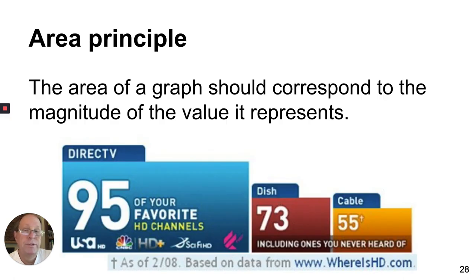I wanted to just describe briefly some things that you want to avoid when drawing graphs. Here's one. The area of a graph should correspond to the magnitude of the value it represents. So here we have DirecTV trying to promote its product, saying that 95% of your favorite channels are on DirecTV compared to Dish and cable, but the problem here is that the column width is much different, and so that tends to overemphasize DirecTV's value.